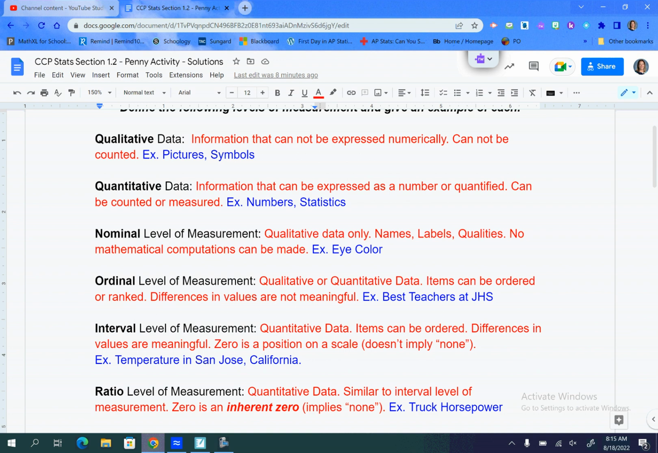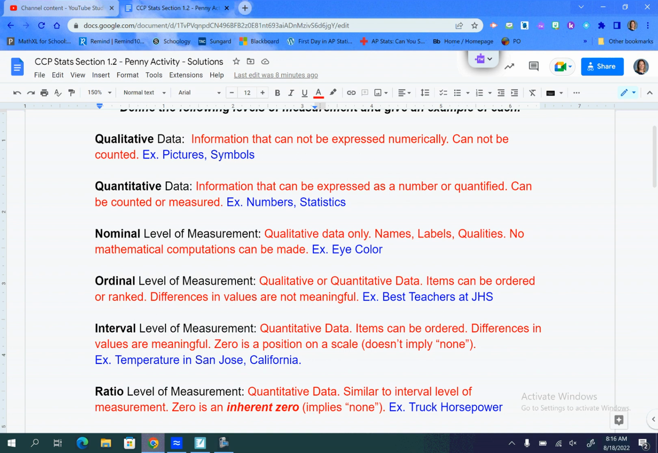Then we take it one step further to interval level of measurement. So that's going to be only our quantitative data. It's something that can be measured. It's things that can be ordered. Differences are meaningful, but I think this last little bit here is going to be helpful. 0 is a position on the scale.